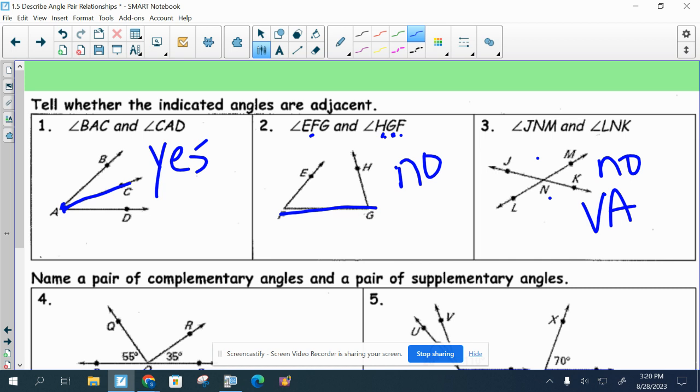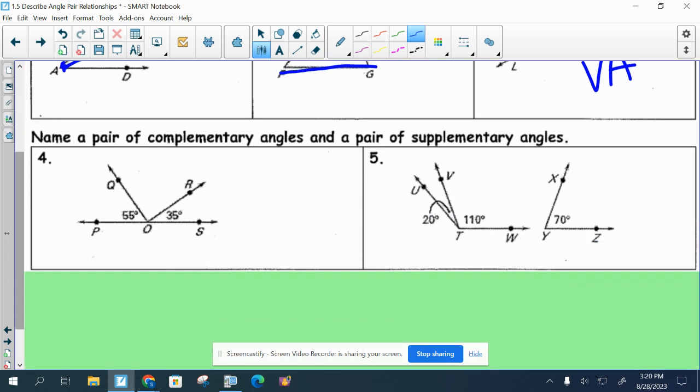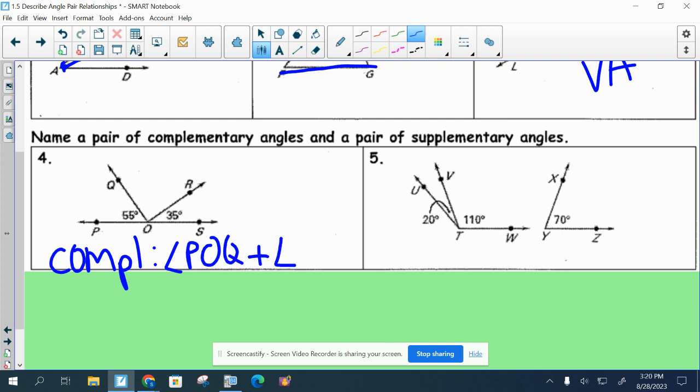Number 4, name a pair of complementary angles and a pair of supplementary angles. So if I did 55 plus 35, that would be 90. So complementary would be angle POQ and angle ROS. Those would be complementary. And then supplementary, there are different options for this one.